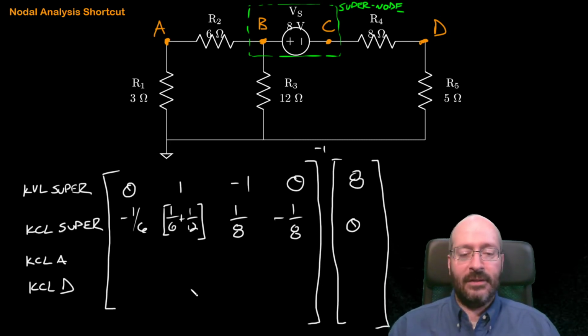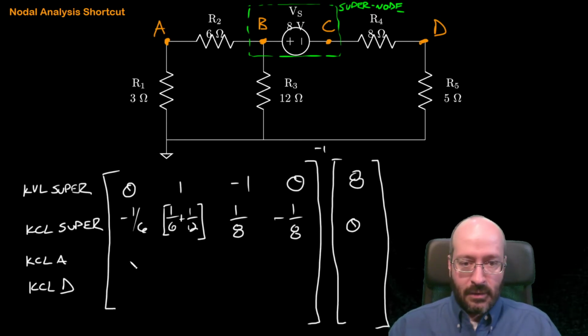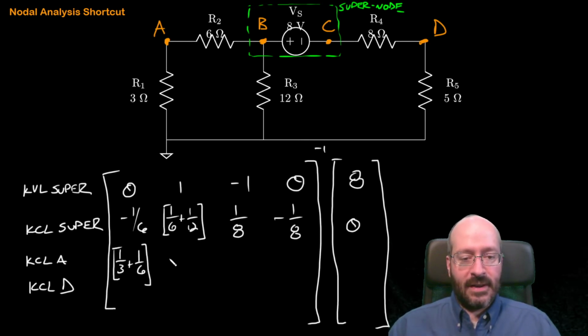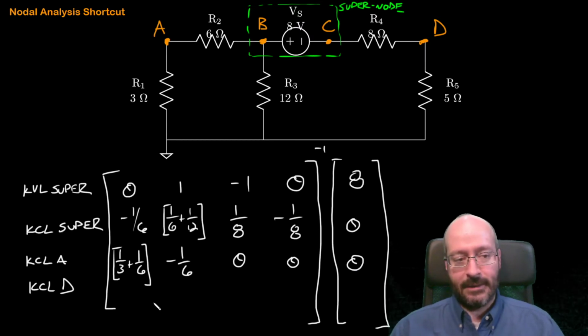Now these two, they're the ones that should feel familiar by this point. So what is connected to A? And we're writing the equation for A, so it's 1/3 and 1/6, also known as 1/2. What's connected to A that's also connected to B? I see the 1/6. What's connected to A that's also connected to C? 0. What's connected to A that's also connected to D? 0. No current supply, 0 on the right-hand side.